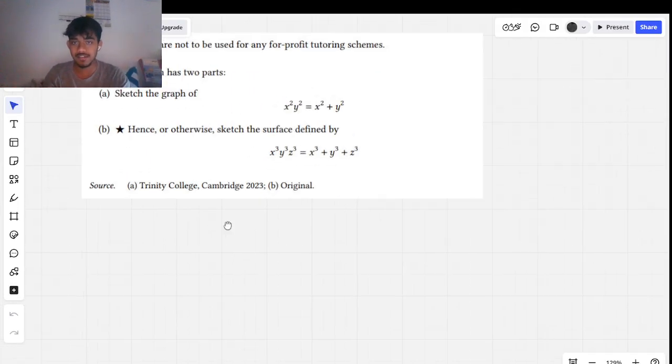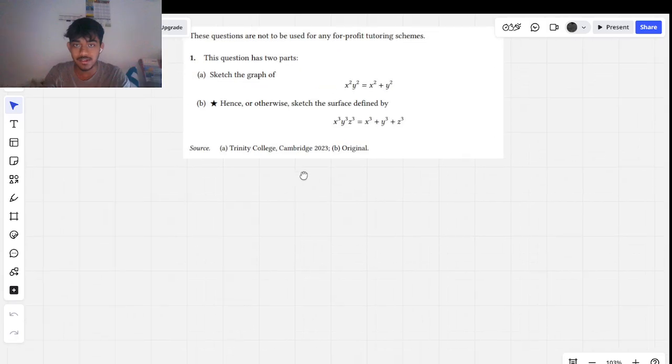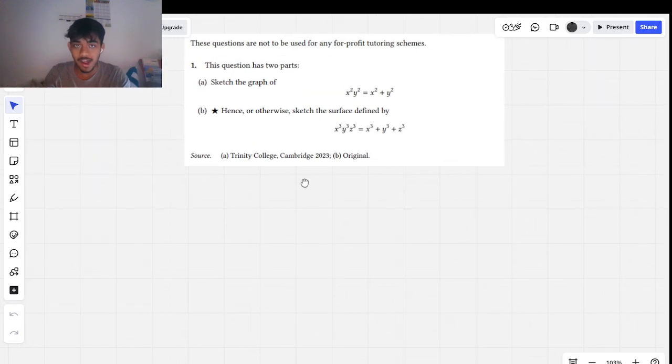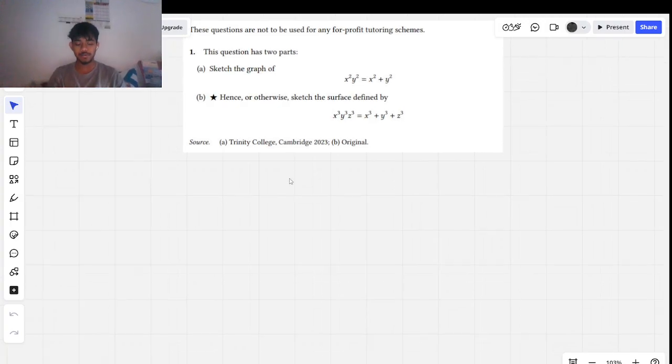These are questions that I found today, so I am going through them with a very new mindset. And this question specifically, it's very odd. I've never seen something like that. I'll read it out. This question has two parts. Part A, sketch a graph of x squared y squared is equal to x squared plus y squared. Then it has a part B.